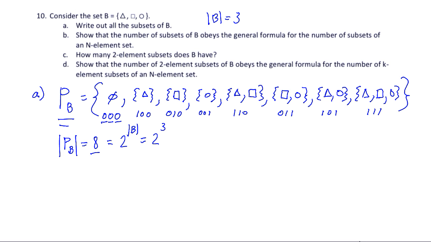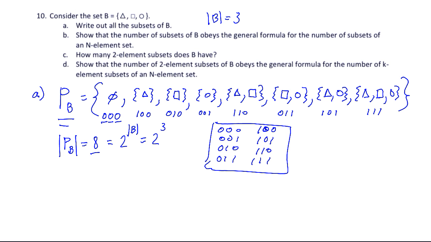And so you can see we have all the binary numbers 0, 0, 0, 0, 0, 1, 0, 1, 0. We're counting from 0 to 7 in binary. And there are 8 of them, from 0 to 2 to the n minus 1, where n is equal to 3. 0 to 7.